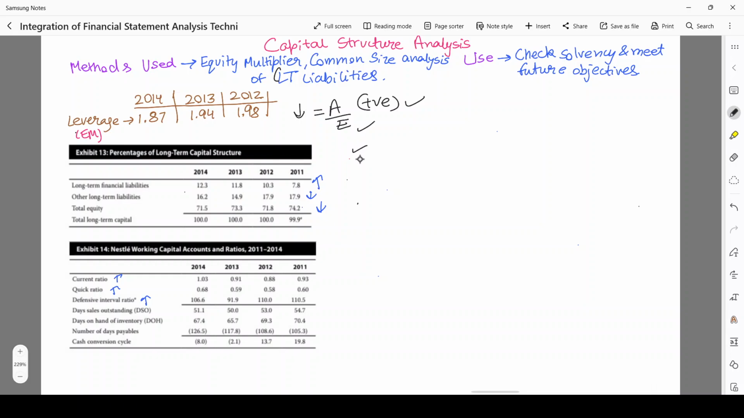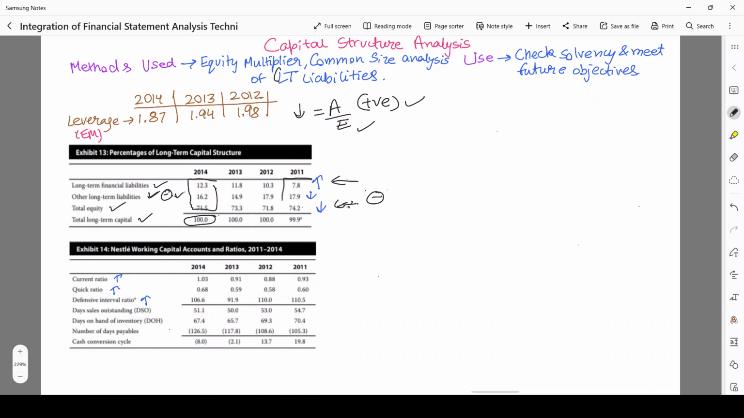To take into the details, the analyst also does a common size analysis of long-term capital structure for Nestle. So here, total long-term capital is the base. It is expressed as 100. This is the relative proportions of long-term financial liabilities, other long-term liabilities, and total equity. Notice that total equity has declined over the years, while long-term financial liabilities have increased over the years. So both these points are negative. Other long-term liabilities have decreased slightly, which is a slight positive.